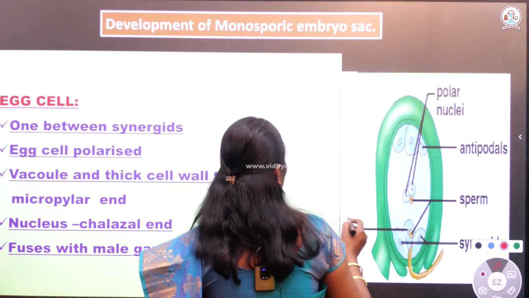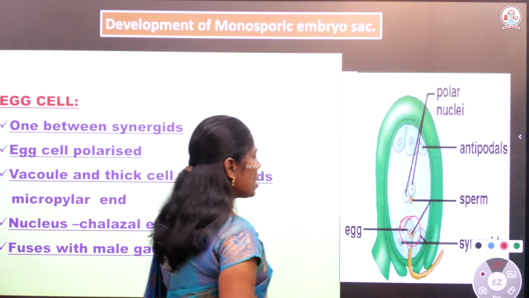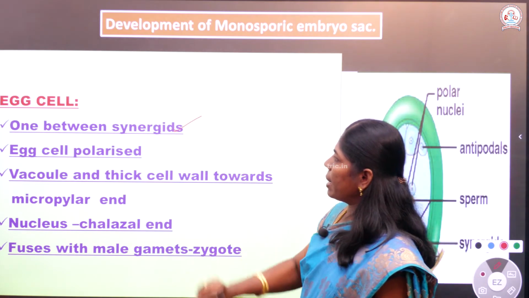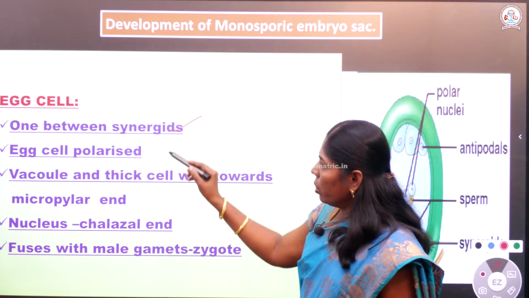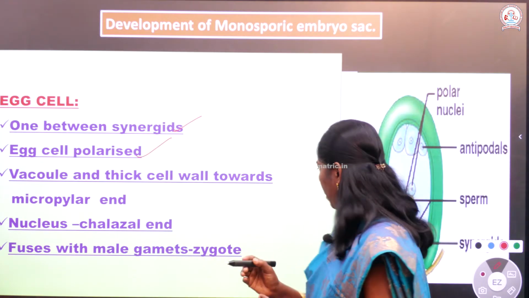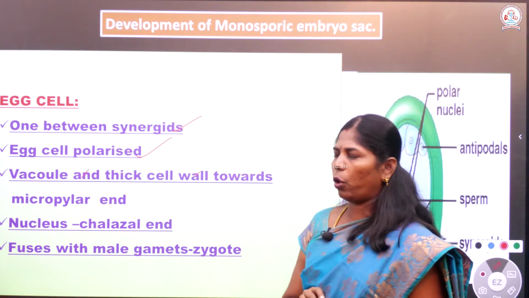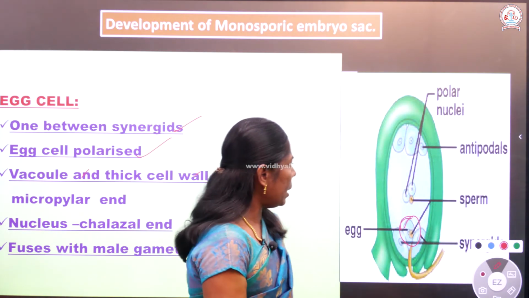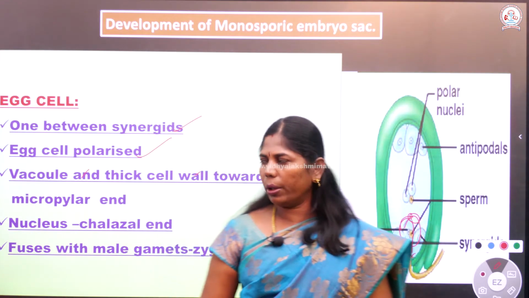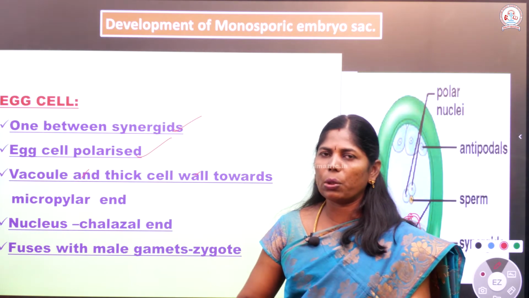The egg cell is between the two synergids. We call that the egg cell. So how many egg cells are present? It has only one egg cell, okay, between the synergids. It is also polarized, that is, towards the micropylar end, okay. So it has a vacuole and thick wall towards the micropylar end. The vacuoles are present towards the micropylar end, okay. And another one, the nucleus is also present, just opposite to the synergids.